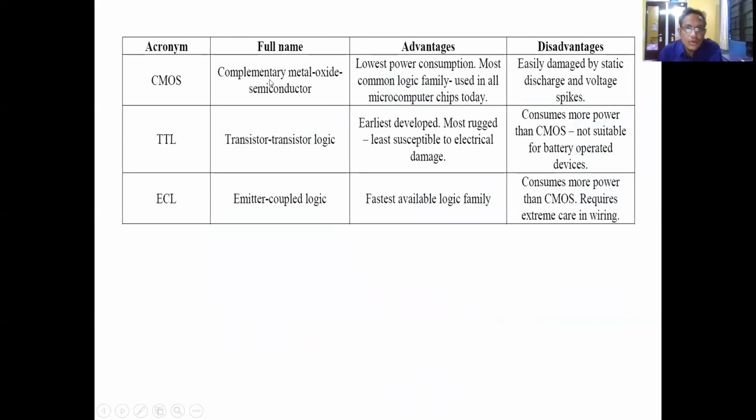As I said earlier, this is called complementary metal oxide semiconductor. The major advantage of this CMOS is that it has very low power consumption or very low power dissipation. While TTL is faster as compared to CMOS, so we will come to that point. If we compare CMOS, TTL, and ECL, ECL is the emitter coupled logic family, and this is the fastest logic family as compared to TTL and CMOS. We will discuss why ECL is the fastest when we discuss the different parameters or characteristics of TTL and CMOS.